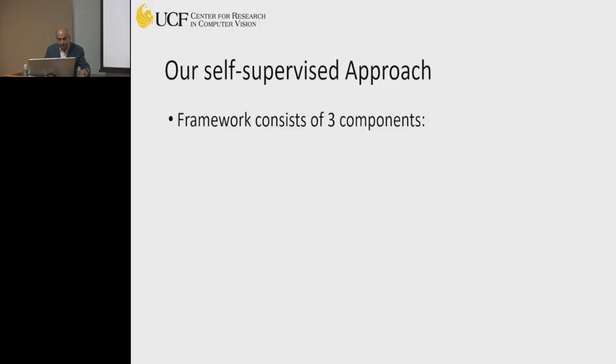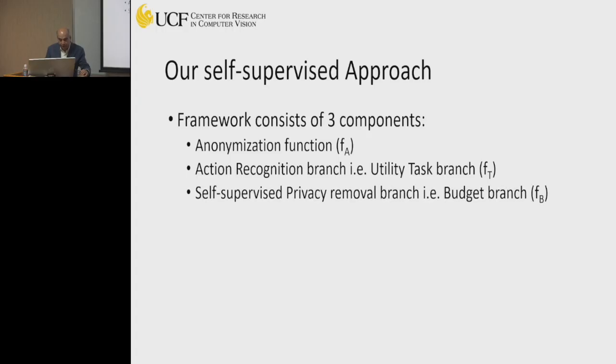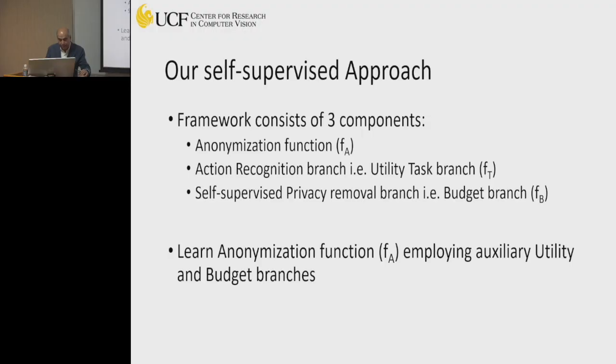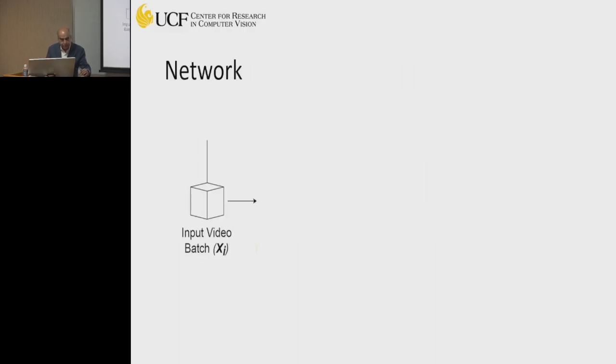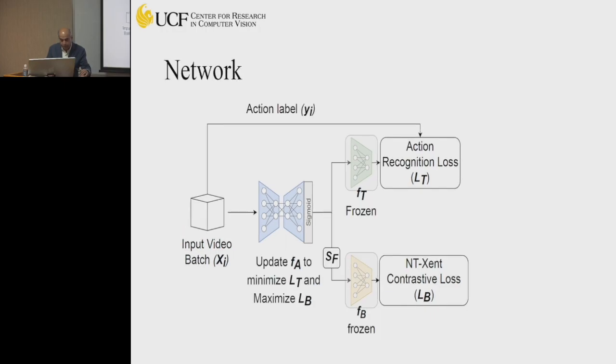So we have a self-aware approach, and it consists of three components: the anonymizer, FA, and the action recognition branch, which is the utility branch, FT, and then we have the self-aware privacy branch, which is the budget branch. We want to learn the anonymization function employing these auxiliary utility and budget branches. So this is the video, this is our anonymizer unit, this is action recognition, and this is our self-aware learning for the privacy.